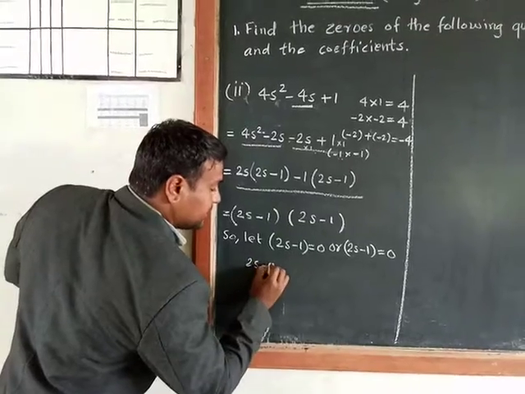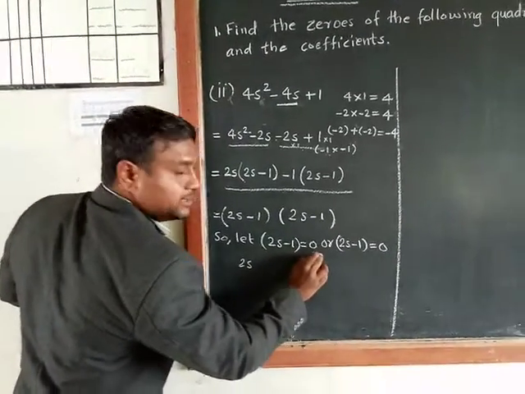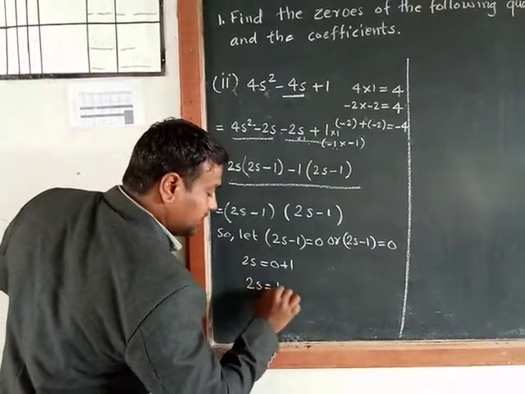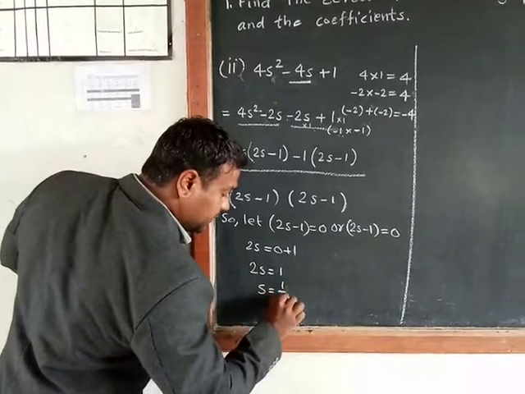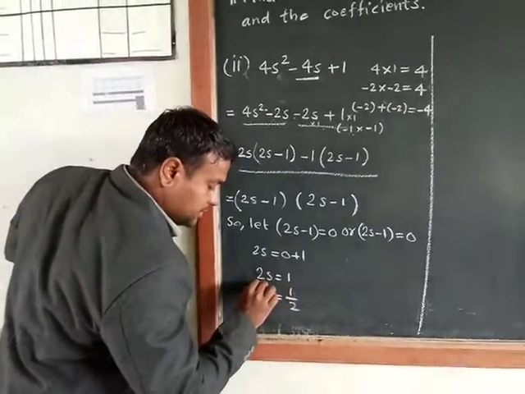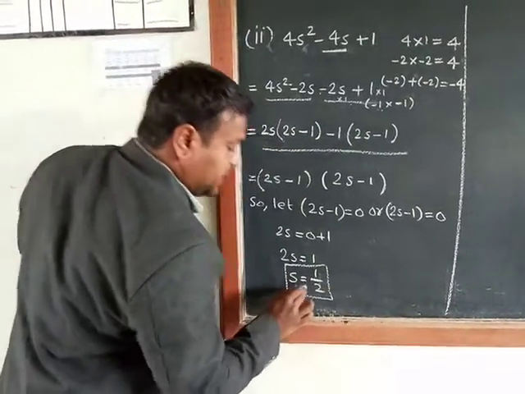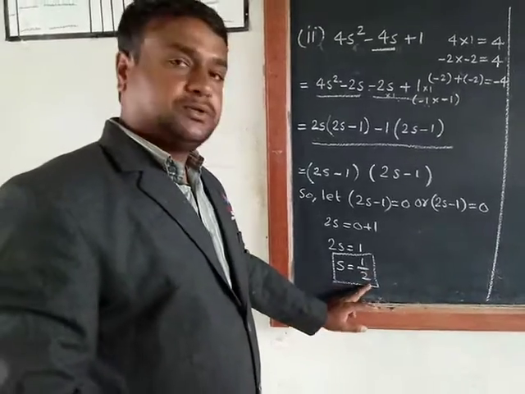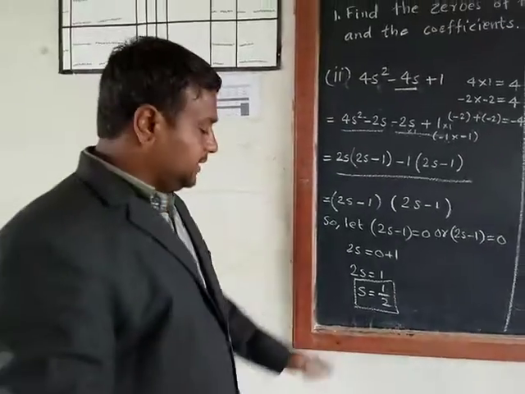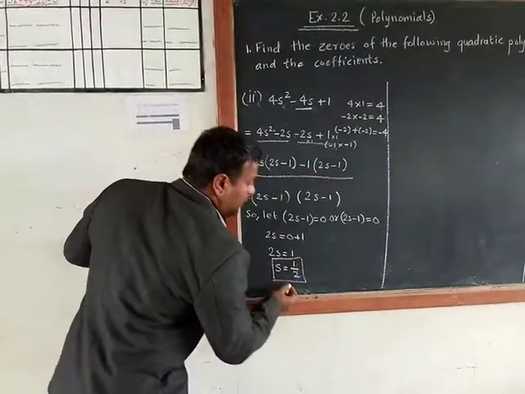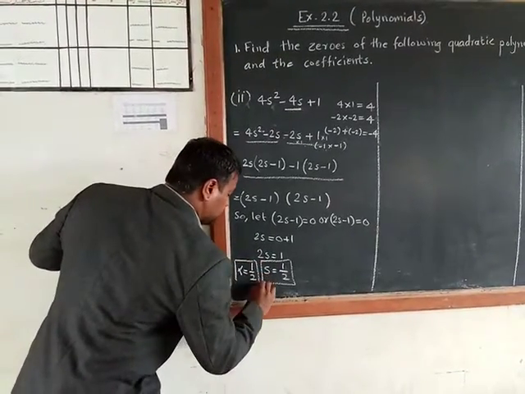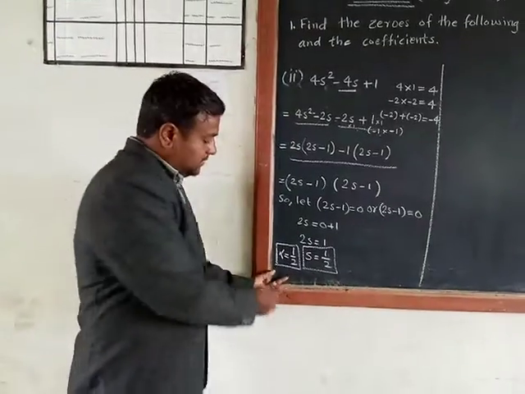Let's find the first zero. 2s minus 1 equals 0, so taking minus 1 to the other side, 2s is equal to 1, and s is equal to 1 upon 2. The 2 goes to the other side and divides. So the first zero is s equal to 1 upon 2, or 1 divided by 2. We call it alpha, so alpha is equal to 1 half.